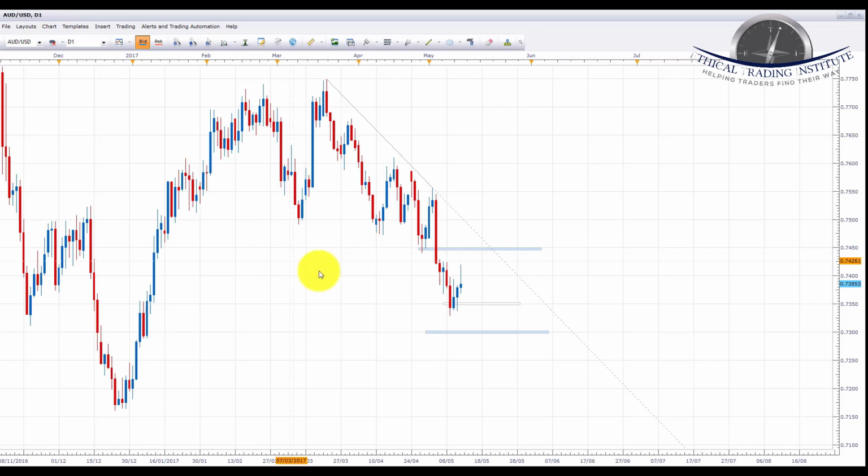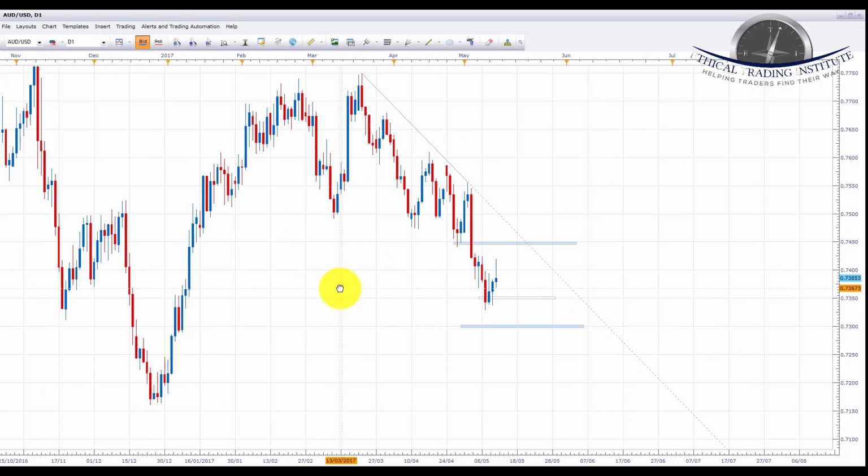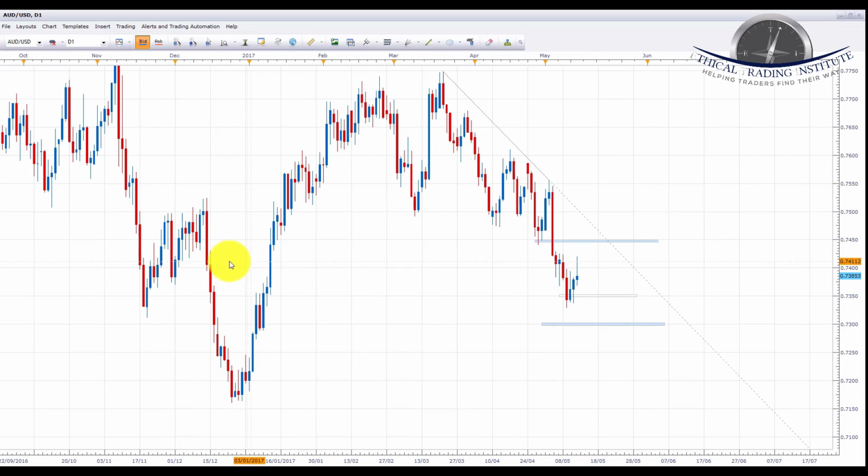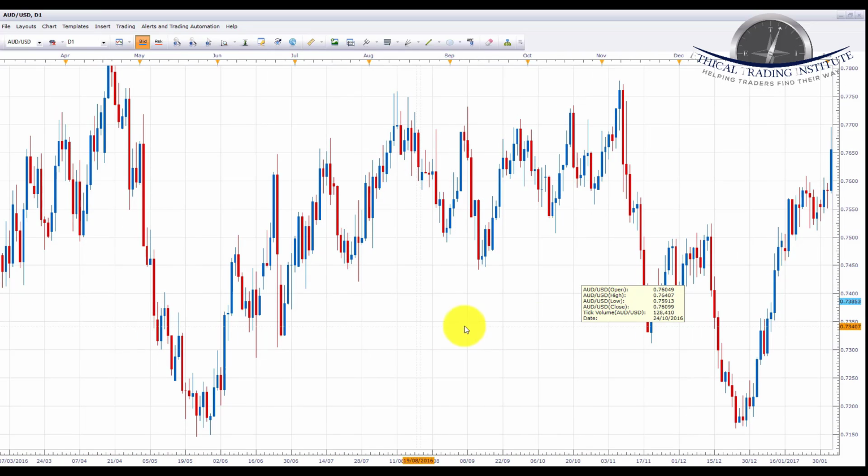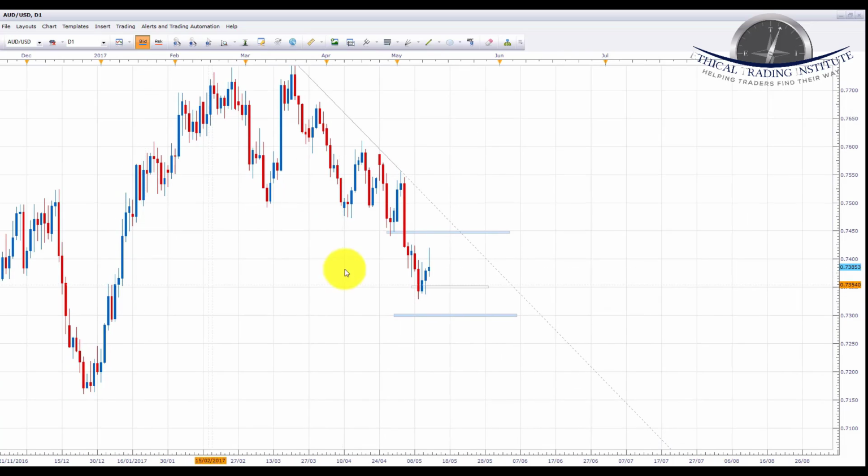Aussie US dollar came down to the 0.7350 area of support down here, which we were actually looking for in a previous weekly forecast around this kind of area here. As you can see, it came down and bounced from this area. However, it is in a downtrend. I mean, we're seeing lower lows, lower highs, lower lows, lower highs.